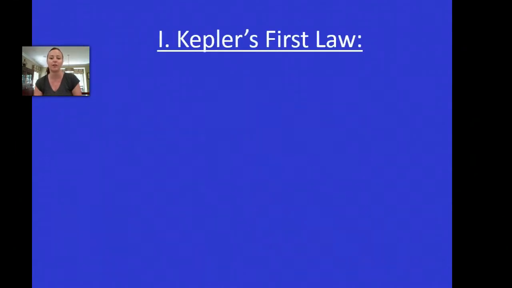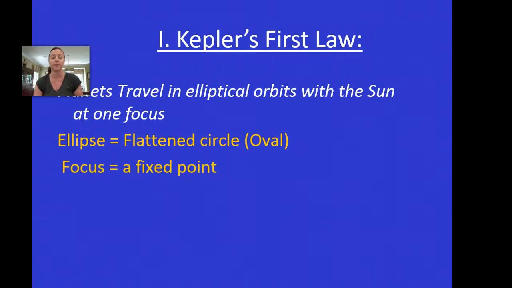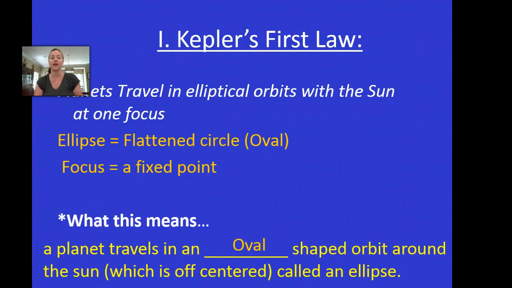So we're going to talk about the first law. The first law states planets travel in elliptical orbits with the sun at one focus. So let's break this down a little bit. Elliptical or ellipse is a flattened circle or an oval, and a focus is a fixed point. So what this means is that a planet travels in an oval-shaped orbit around the sun, which is a focus, and the shape of the orbit is called an ellipse.